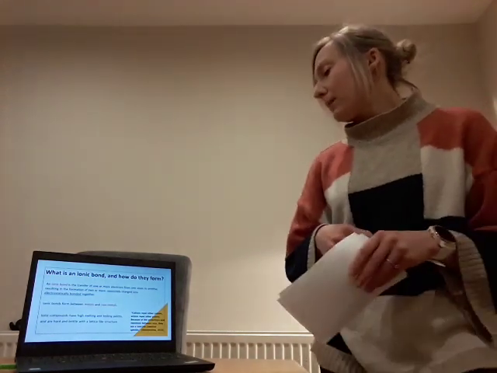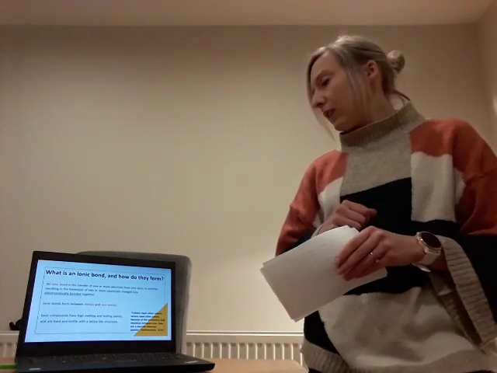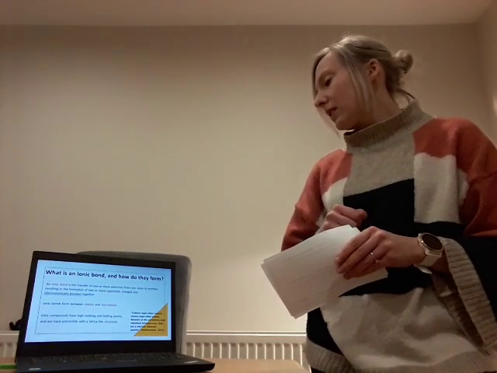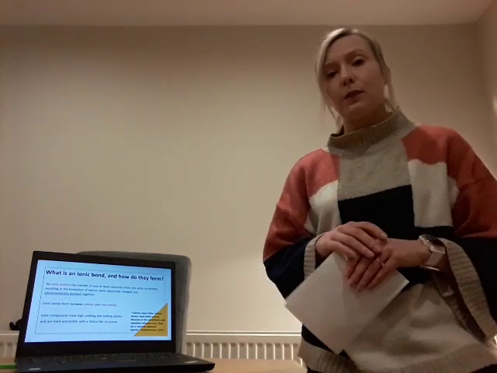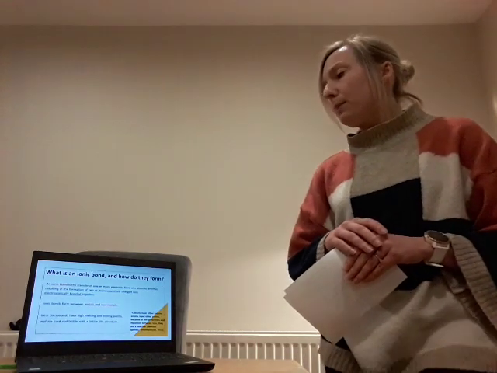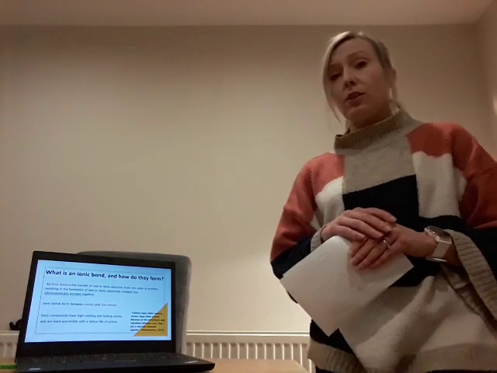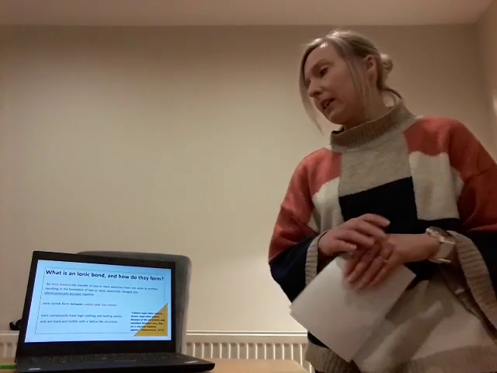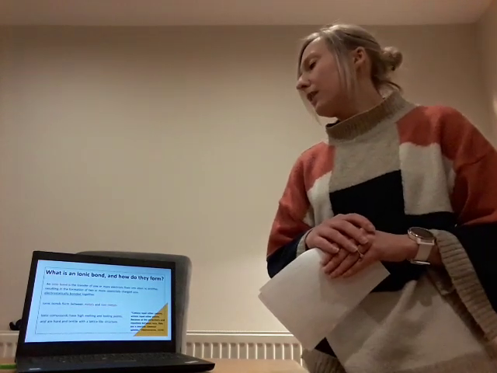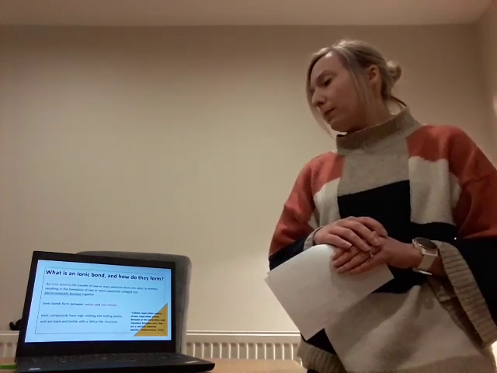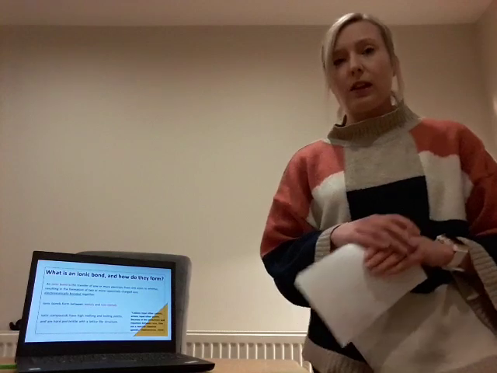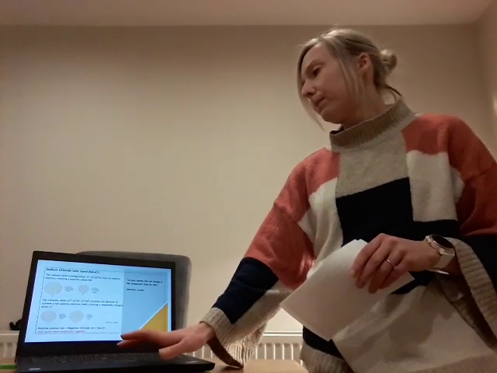So cations repel other cations, anions repel other anions, and because of their attractions and repulsions, they are a very reactive species. So ionic bonds form between metals and non-metals, cations and anions. And ionic compounds have very high melting and boiling points. They're hard and brittle with a lattice-like structure, so they're quite hard to break.